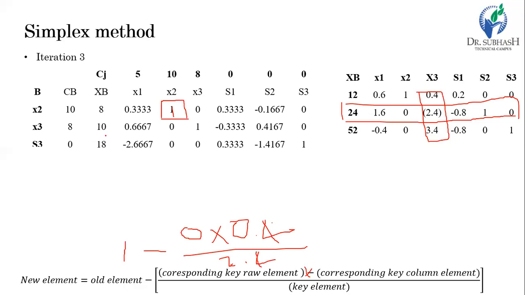And to calculate the optimality, we have to consider the Cj minus Zj value. So for that, first calculate the Zj value. Zj is nothing but the value of this column multiplied by the coefficient of the basic variable. So 0.3 multiplied by 10 plus 0.6 multiplied by 8 plus this multiplied by 0. So we get the value 8.66. The same way here, 1 into 10 plus 0 into 8 plus 0 into 0.